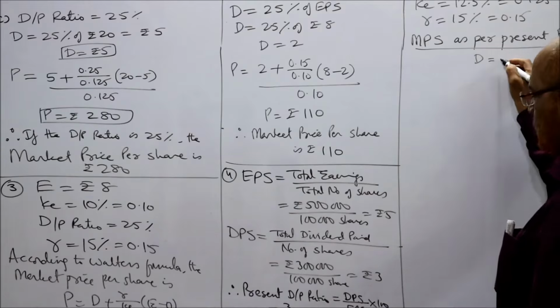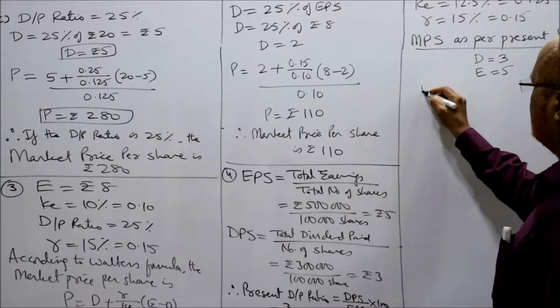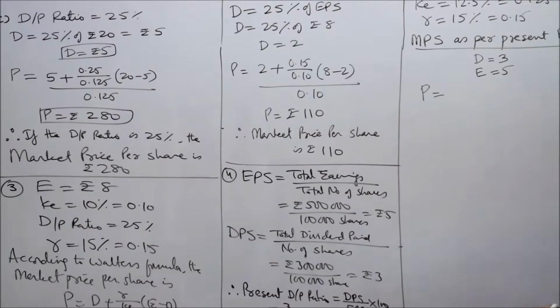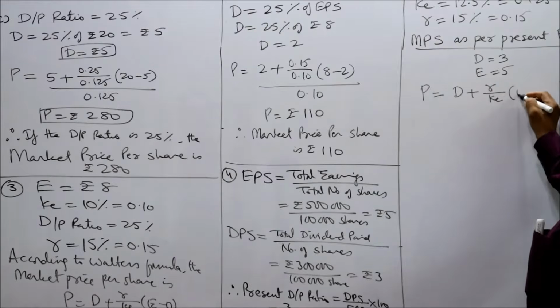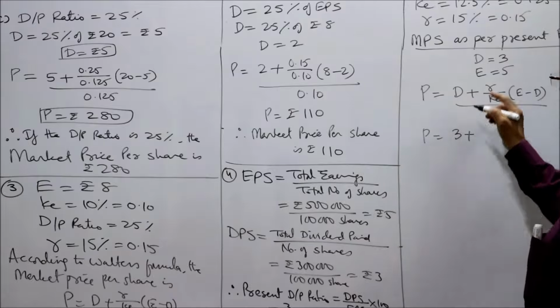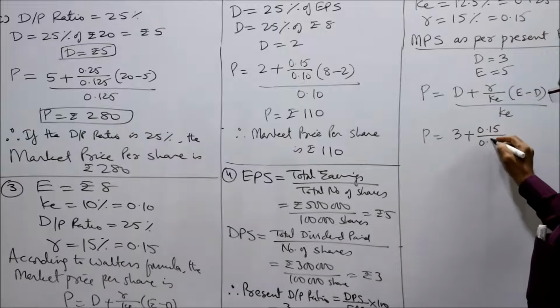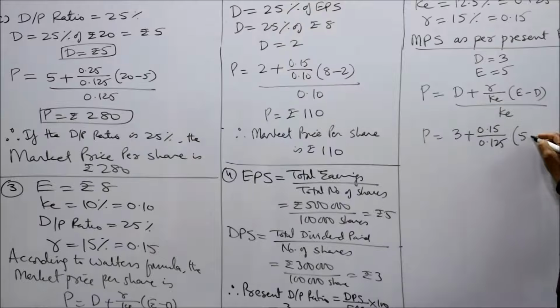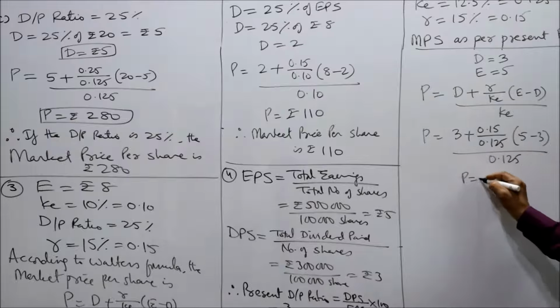D is equal to rupees 3. E is equal to rupees 5. P is equal to D plus R by KE into E minus D divided by KE. D is 3 rupees. R is 15%. K is 0.125 into 5 minus 3 divided by 0.125.